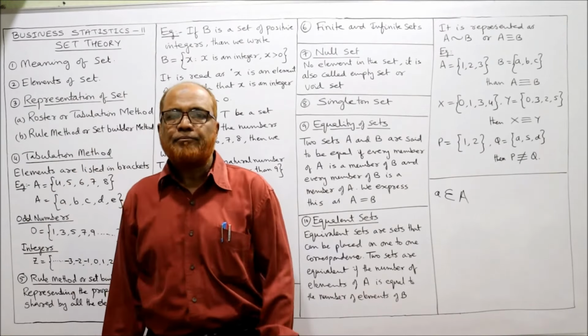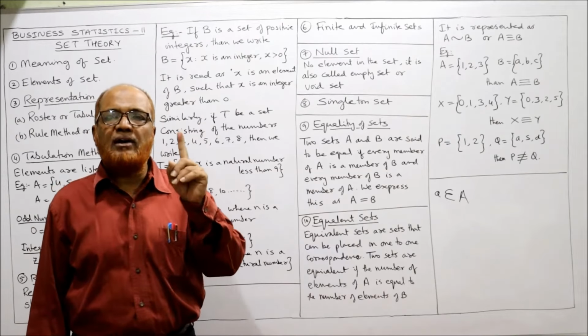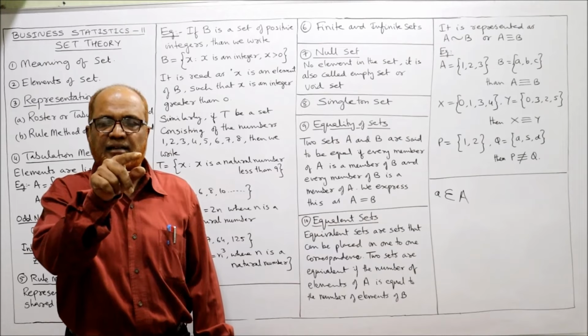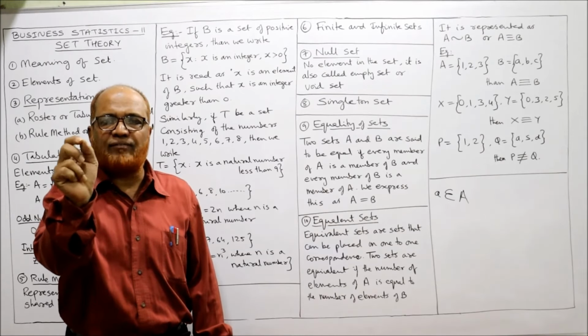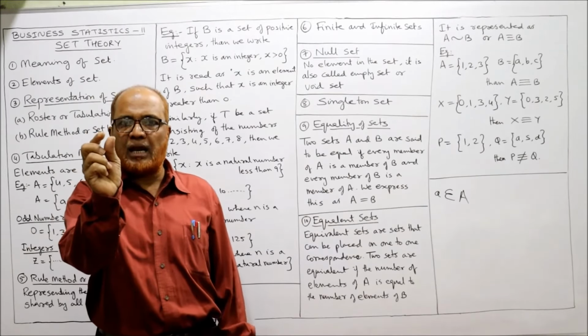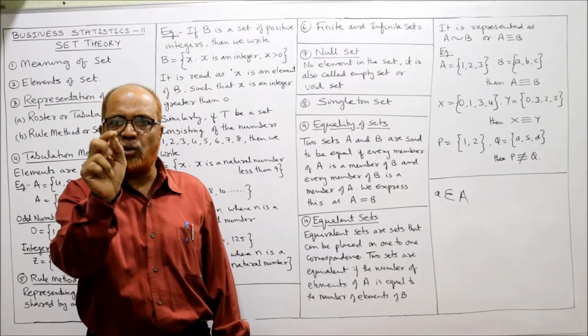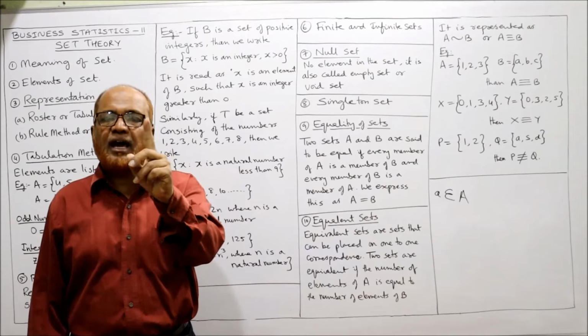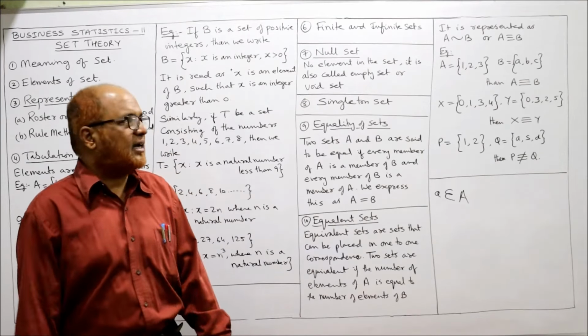Singleton set: a set which has only one object. For example, A is a set in which the element is only 5. 5 is the number which is there in the bracket. In the bracket, only the number 5 is there. That means it's a singleton set. Only one element in the set. It is called a singleton set.